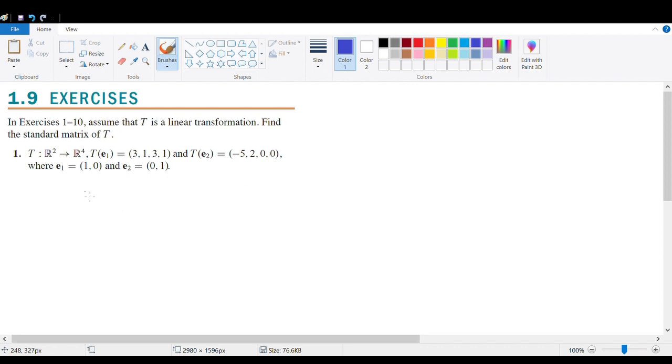We know that the standard matrix A is given by T(e1), T(e2). Since here we have the transformation from R2 to R4, our standard matrix A is equal to T(e1), which is given here as (3, 1, 3, 1), and T(e2), which is given as (-5, 2, 0, 0). So this is our standard matrix A.